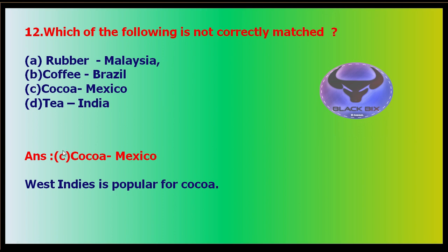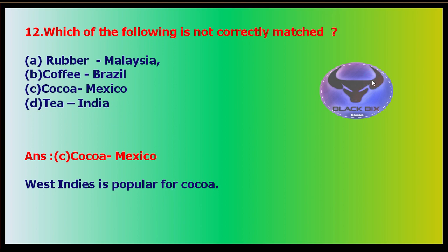This is wrong because in Mexico cocoa plantation farms are not found. It is found in the West Indies. The West Indies is popular for cocoa plantation farms, while rubber farms are in Malaysia, Brazil is popular for coffee production, and India and Sri Lanka are popular for tea plantation farms. So the West Indies is popular for cocoa farms, not Mexico.